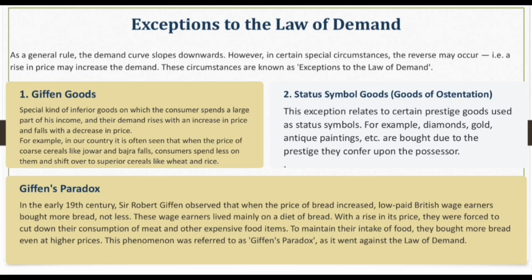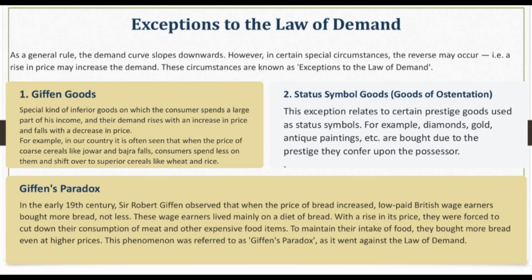Giffen goods. These are a special kind of inferior goods on which the consumer spends a large part of his income, and their demand rises with an increase in price and falls with a decrease in price. Right? So here the quantity demanded and the price of the commodity have a positive relationship. They're directly related. For example, in our country, it is often seen that when the price of coarse cereals like jowar and bajra falls, consumers spend less on them. So bajra has become relatively cheaper, but still people are not going to buy it. They're going to move to superior cereals like wheat and rice.